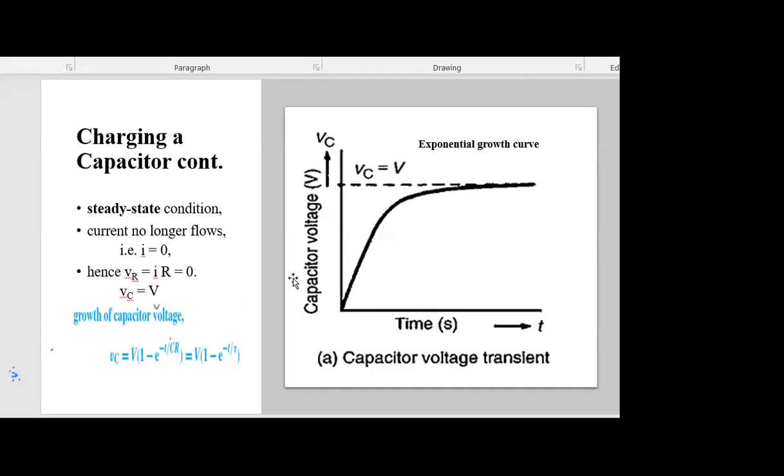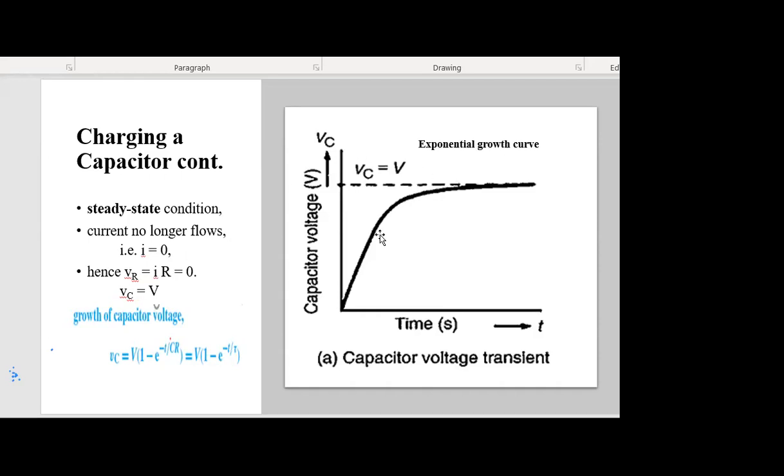Then at steady state, when the current has flowed for some time, it will stop. At steady state, I will be equal to 0, meaning that the DC voltage will only depend on the capacitor voltage. When you substitute this into the first equation, since the voltage across the resistor will be 0, we shall only have V equal to VC.